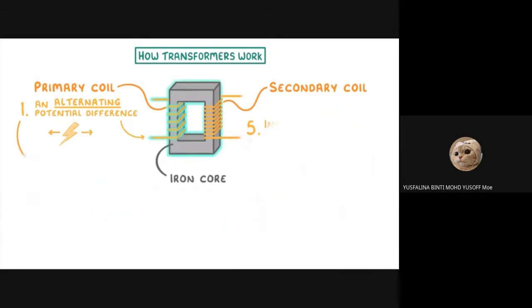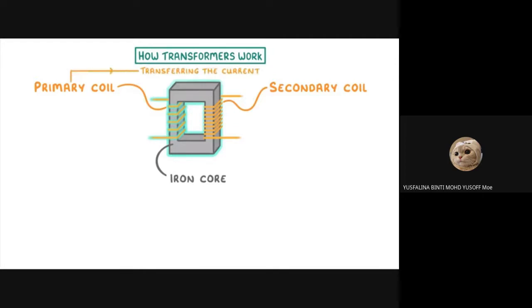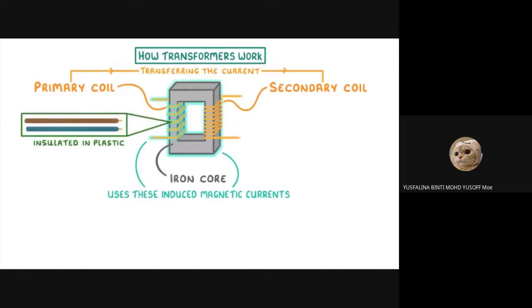Okay, so just to summarize all of this, the transformer is effectively just transferring the current from the primary coil over to the secondary coil. But instead of the electricity just conducting straight across, it uses these induced magnetic fields. And the reason it can't just pass straight across is because the wires are insulated in plastic, so the electricity can't pass between the wire and the iron core.